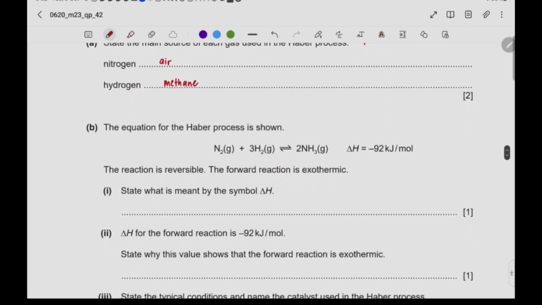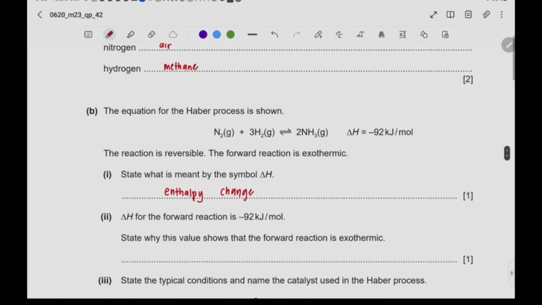Okay, so what is the symbol of change? I mean the triangle and H. In chemistry, in physics and biology, whenever you see the word triangle, it means change. So for this case, it's actually enthalpy change. Enthalpy change means the change in energy. So you can see the forward reaction is exothermic. That's why it's negative, because why? The reactant has higher energy than our product.